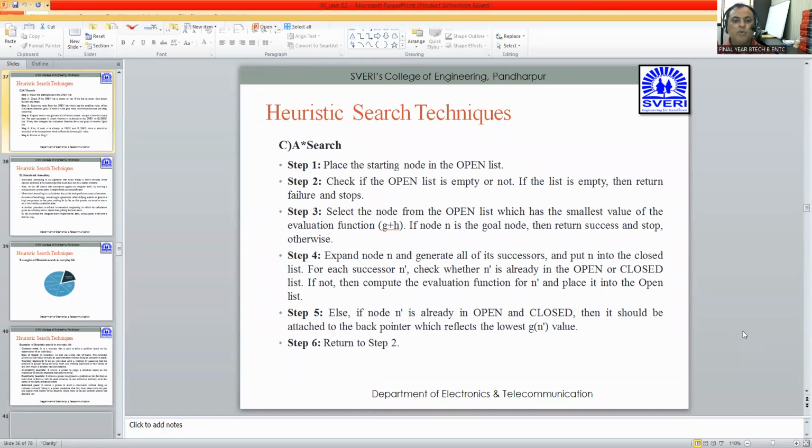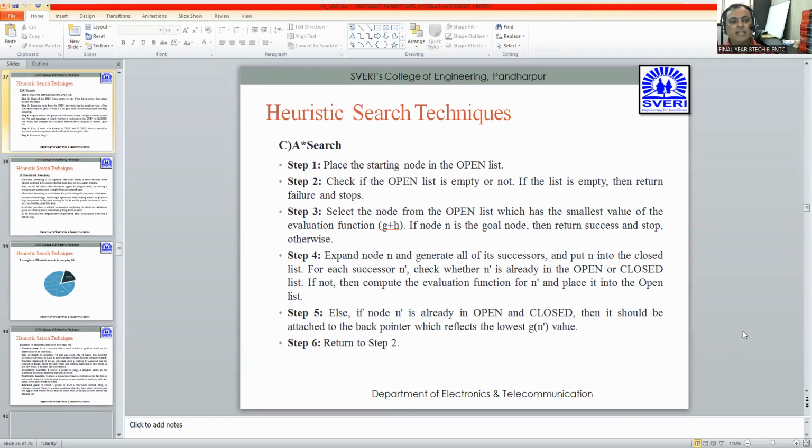It will be quite similar to the earlier algorithm we have seen. It will start with the starting node and put it into the open list. If the open list is empty, then it will return failure and stop. When we select the node from the open list, it will have the smallest value of evaluation, that is g(n); in that case it was h(n). If node n is the goal state, then return success and stop. If node n is already in open or closed, then we should attach the back pointer which reflects the lowest g(n), and then we return to step 2.